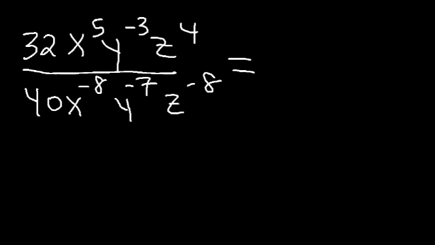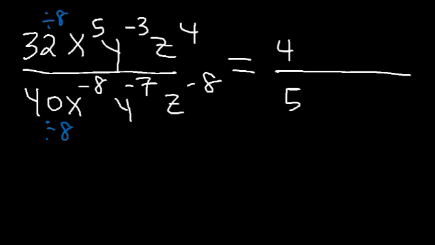So we can't divide 32 by 40 nicely. However, notice that 8 can go into 32 and 40. So let's divide the top number and the bottom number by 8. 32 divided by 8 is 4. 40 divided by 8 is 5. So now we can focus on the variables. x to the 5th power divided by x to the -8. So 5 minus -8.